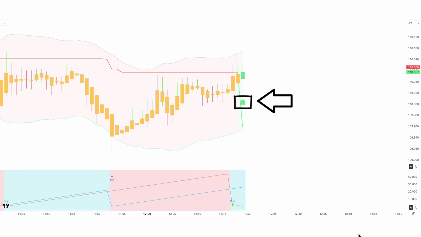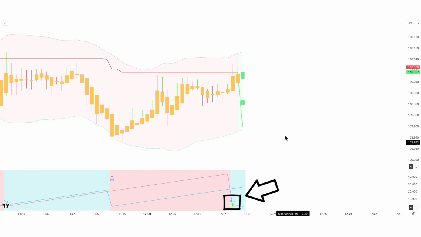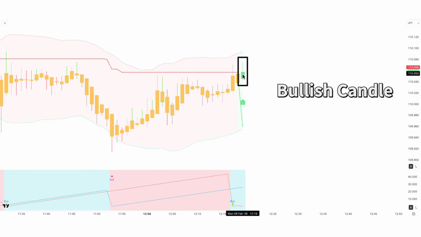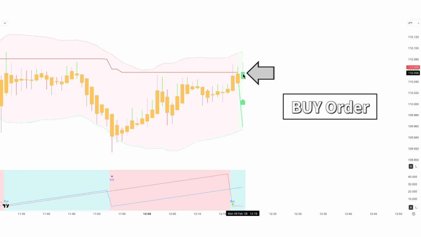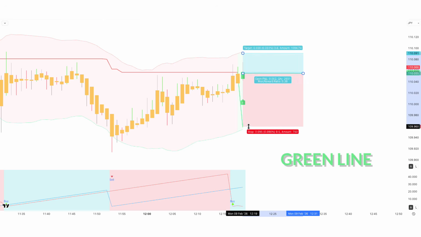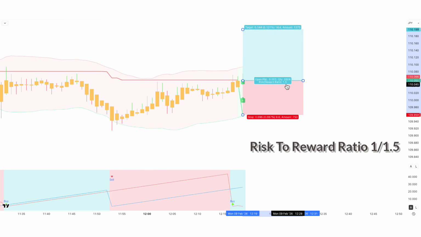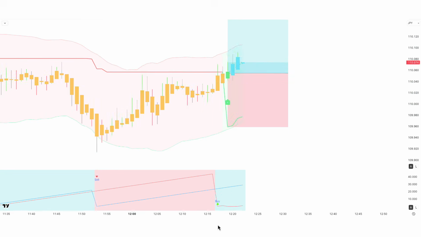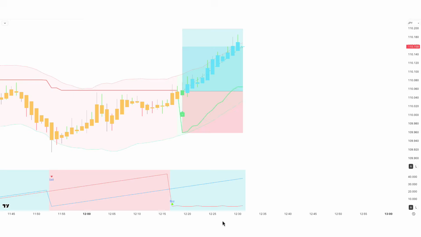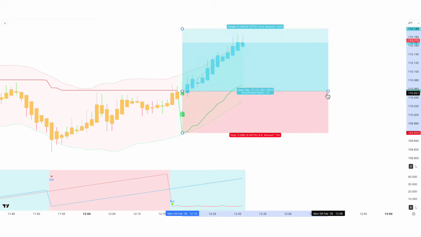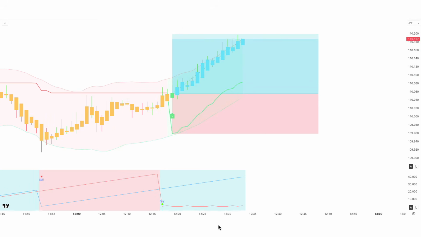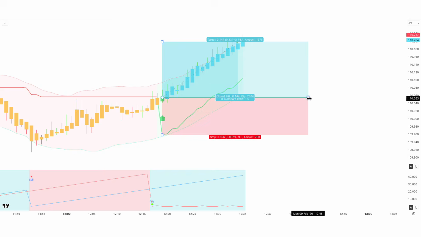When the professional signals label of this indicator is buy signal, when the top-bottom triangle of this indicator is up, when the market forms a bullish candle, if this condition is fulfilled, then we will place a buy order. Our stop loss is to be placed at the green line, and the risk to reward ratio will be 1:1.5. The market has completely hit the target.